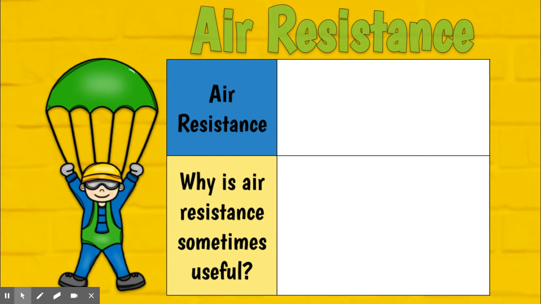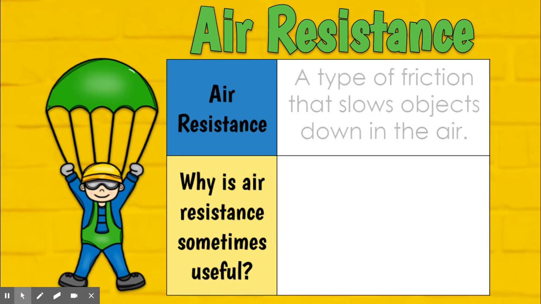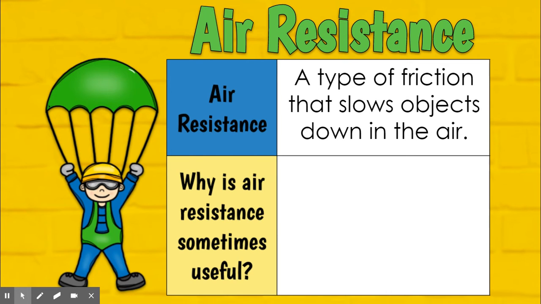So we're also going to talk about air resistance. Air resistance is a type of friction. It's a type of friction that slows objects down in the air. So you have a picture over here of someone skydiving with a parachute. The parachute has come undone, and that air resistance is slowing the object or the person down. So air resistance is a type of friction.